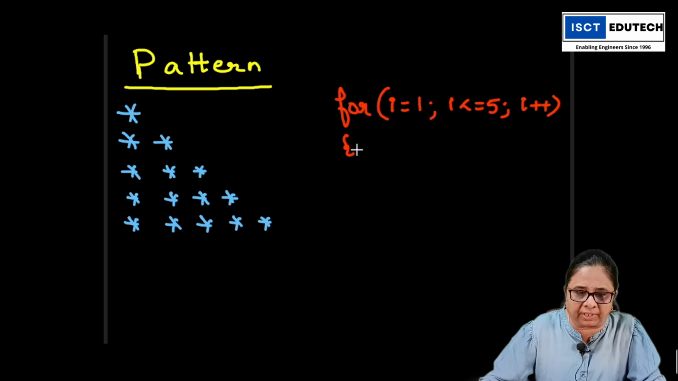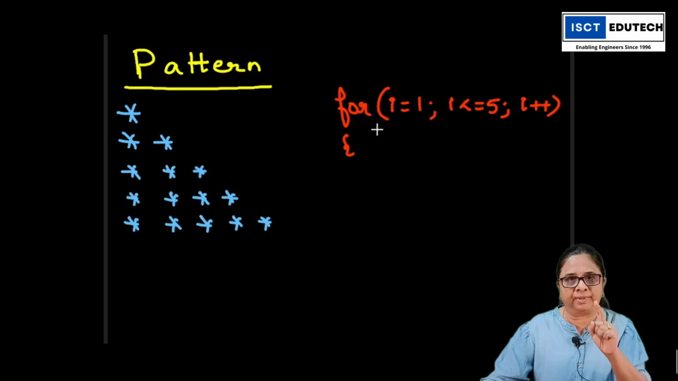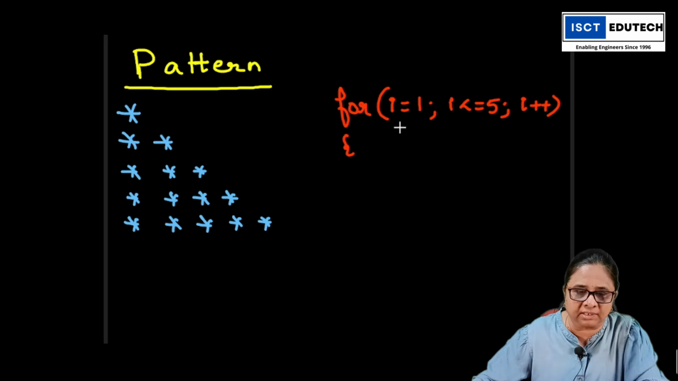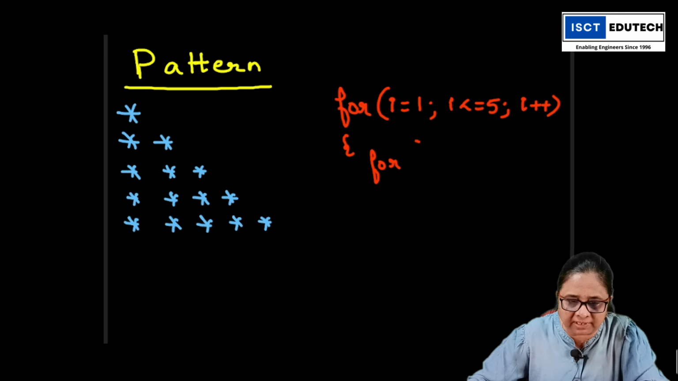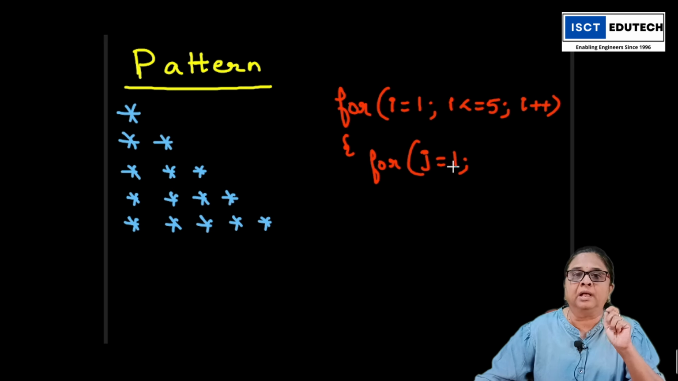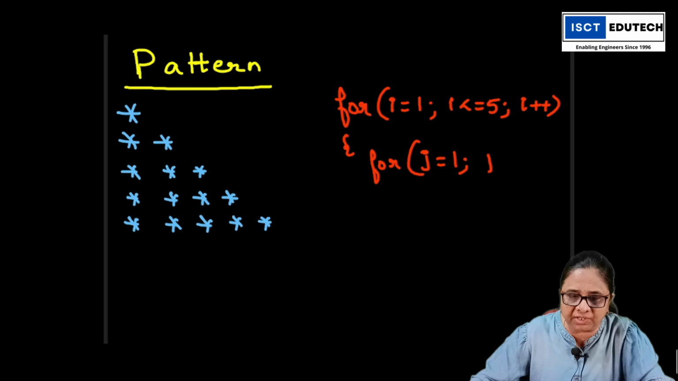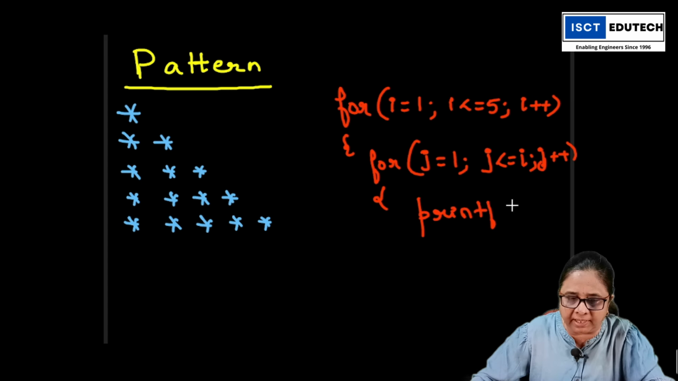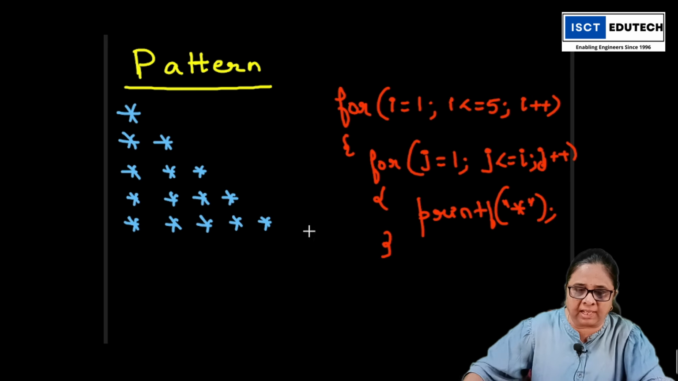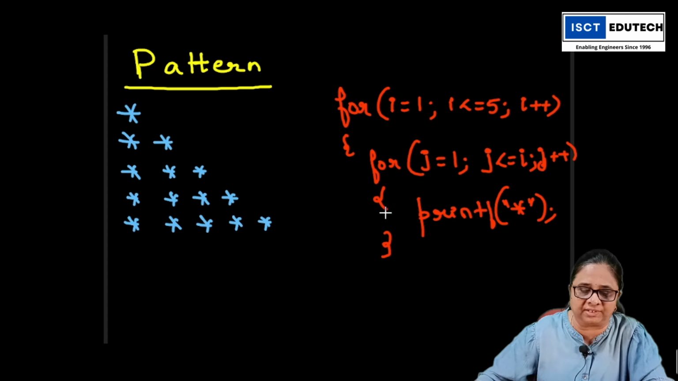Now when i starts with 1, when row is 1, how many stars should we print? Only 1 star. But when row becomes 2, it has to change to 2. So that means when i is 1, I will start with another loop. j equals 1. How many stars does it have to print? Whatever is the value of i. So the condition here will be j less than or equal to i, j plus plus. What should I do over here? I'm just printing a star. Close this. It's not complete, but let's see how this works.